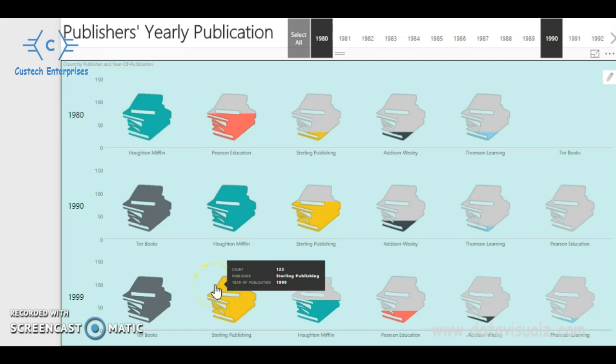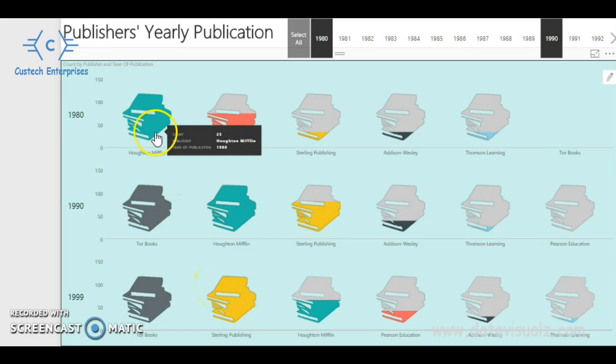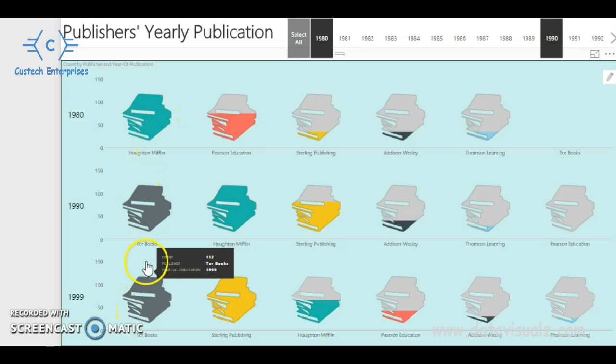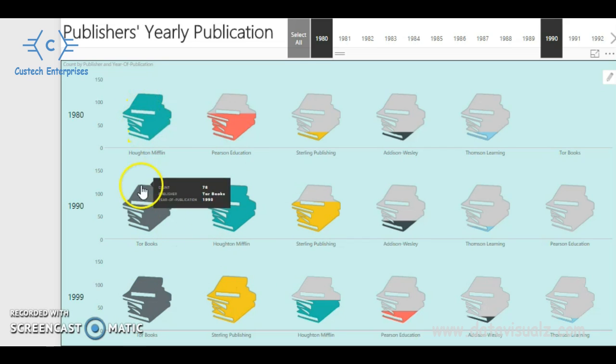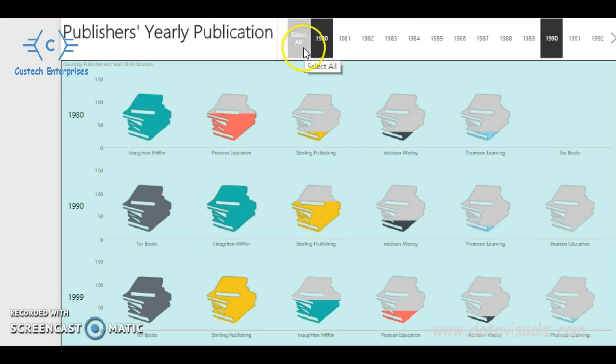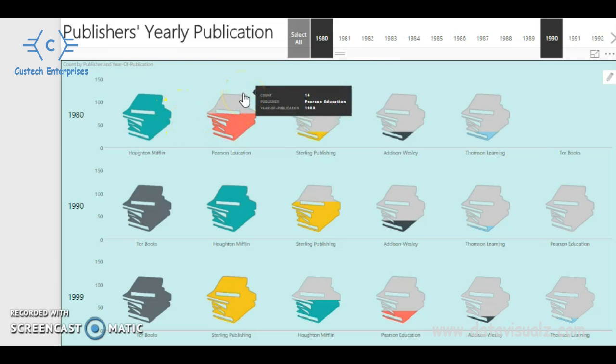So now I get all the information. Who is the market leader? That was Houghton Mifflin, Tor Books, and Tor Books in three different decades. And who is the second? Who is the third? We can clearly identify, and clearly they are having the greatest market share. And I can filter those records according to number of years, or maybe I can see all the years by selecting this filter. So you see that's the whole process, from just data that is not giving any information to a very modified visual that is giving all the information that the user might want to know.